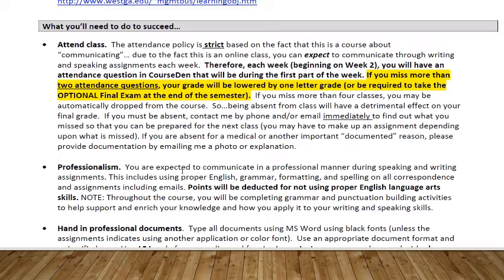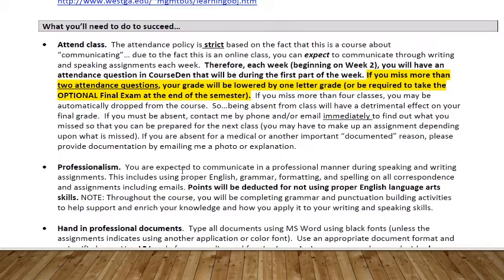Beginning on week 2, you're going to be having attendance questions, and this reinforces the strict attendance policy that I have. That strict policy is what is highlighted here in yellow. If you miss more than 2 attendance questions, your grade will be lowered by 1 letter grade, or you're going to be required to take the optional final exam at the end of the semester. So it's imperative that you do not miss any classes.